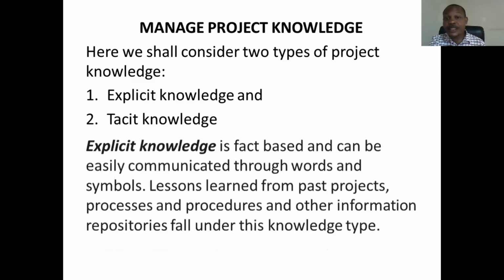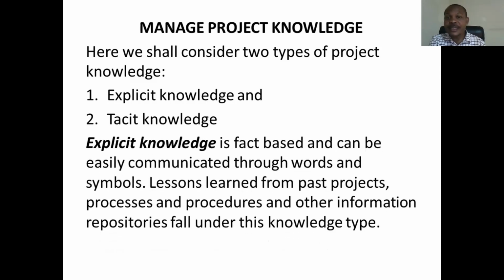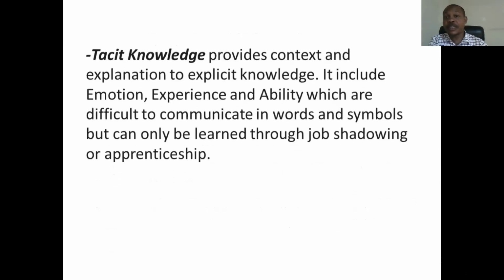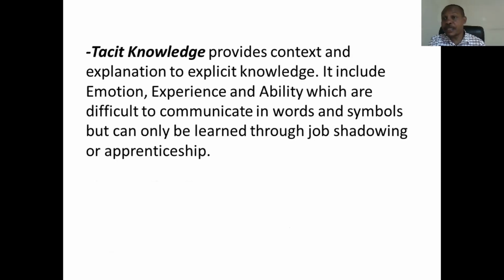So now, explicit knowledge is fact-based and can be easily communicated through words and symbols. Lessons learned from past projects, processes and procedures, and other information repositories fall under this knowledge type. But in the case of tacit knowledge, it provides context and explanation to explicit knowledge.